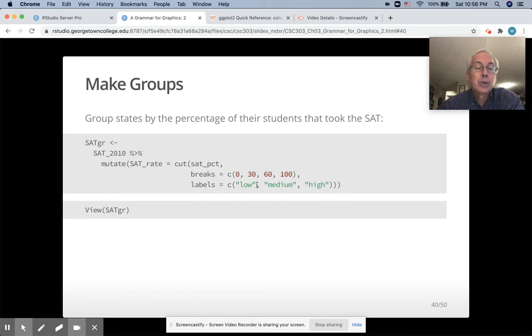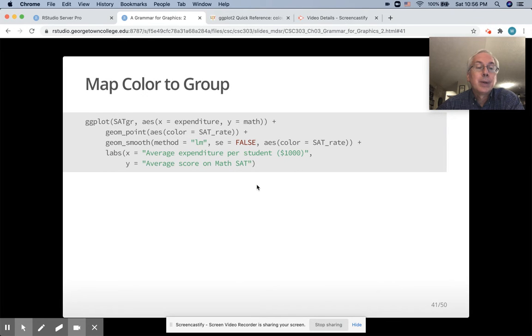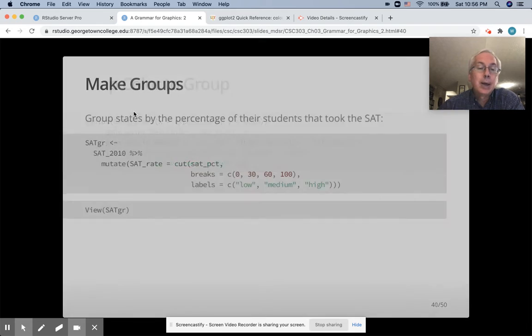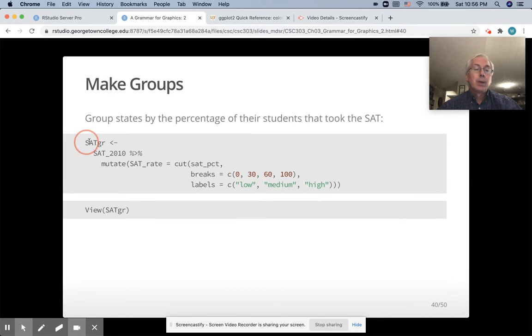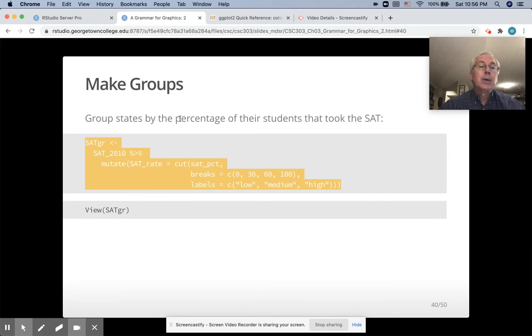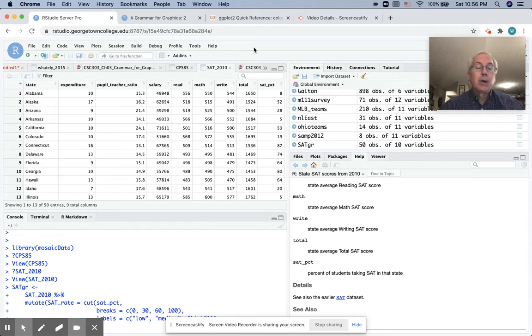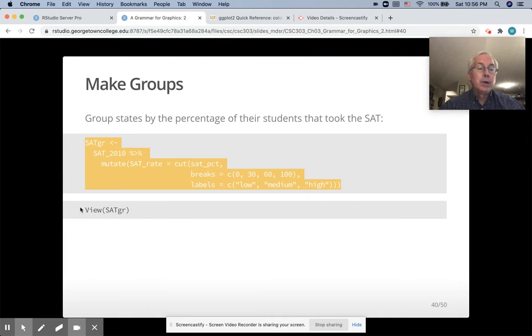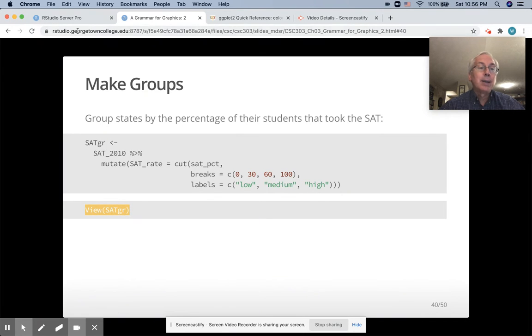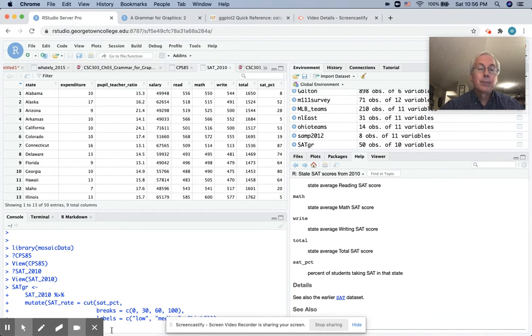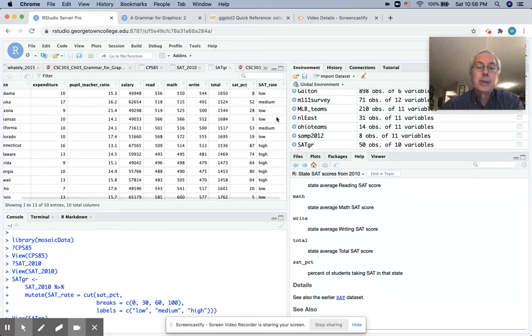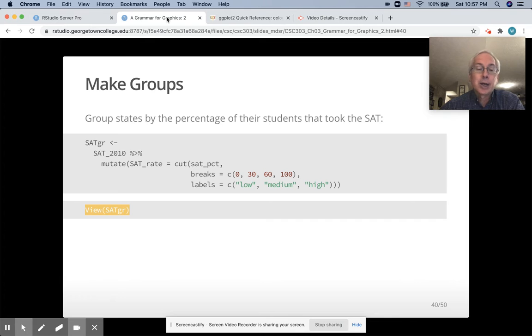And so here's what we've got when we look at, well, let's actually go back and let's run this in RStudio. So we got this new data set now called SAT-GR. And then if I do a view of it, we're going to see that a new column has been added. And here it is. SAT rate has been added using the mutate command. And we either have low rates, medium rates, or high rates, depending on whether it's between 0 and 30, between 30 and 60, or between 60 and 100.